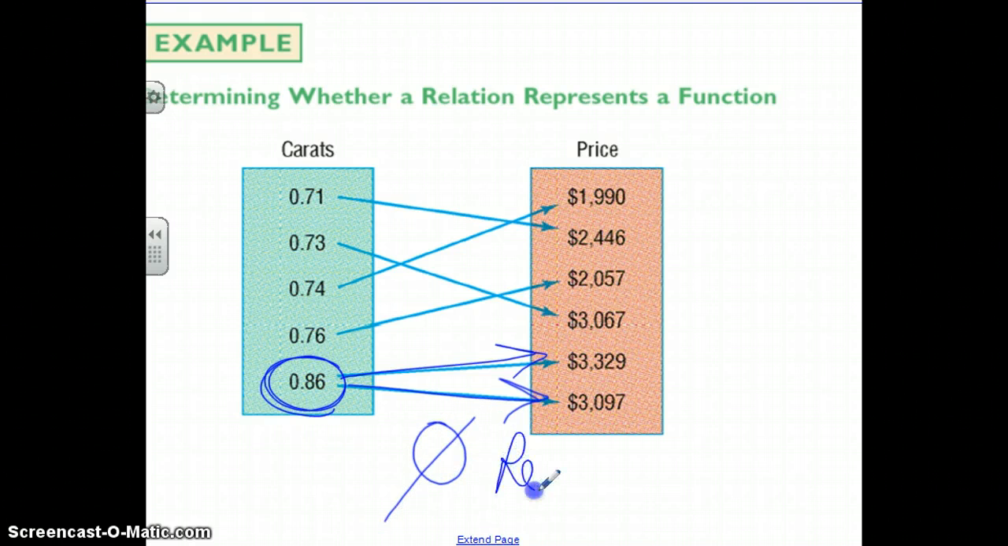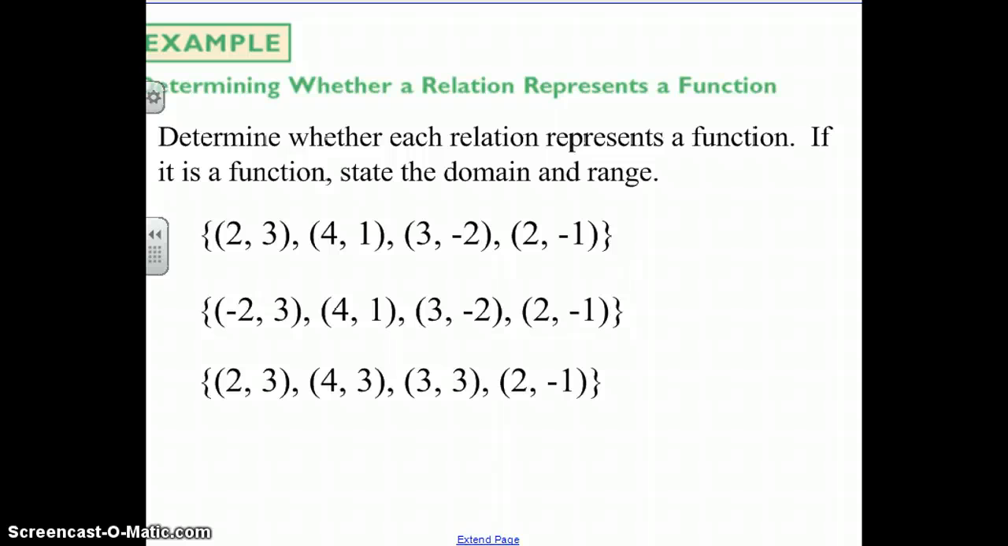This is a relation. I could graph these points, but it's not going to pass the vertical line test. Not a function. So I might give you something like this, looking at the 2's. If 2 maps to 3 and then later maps to -1, that's not a function.